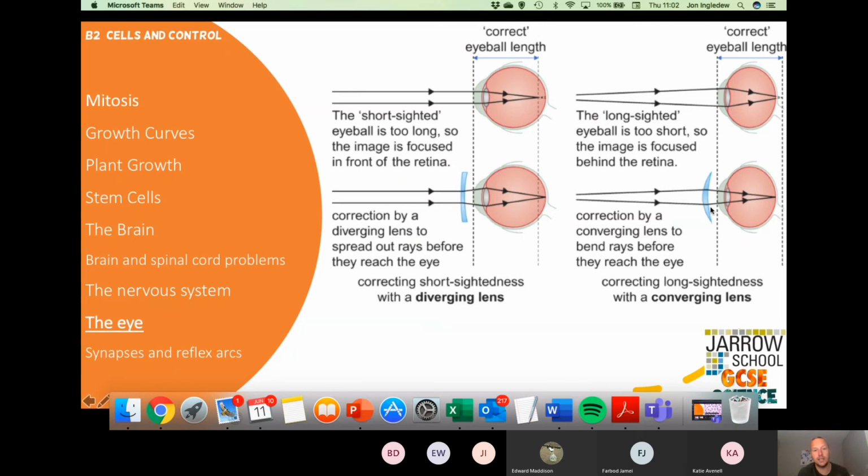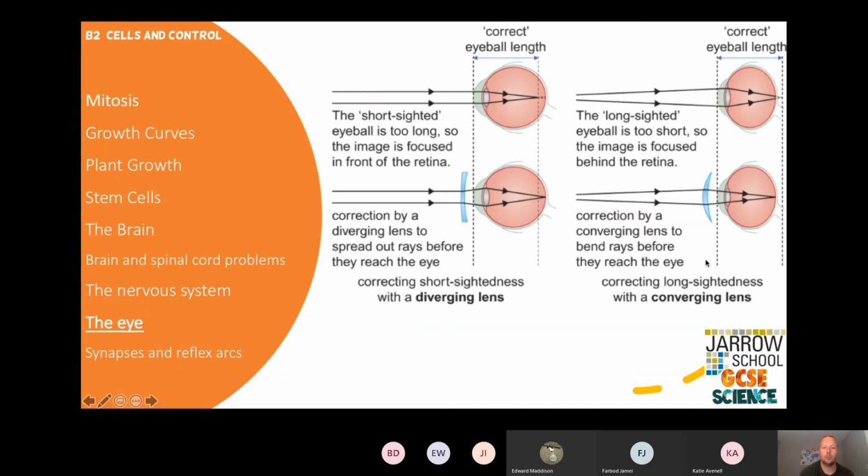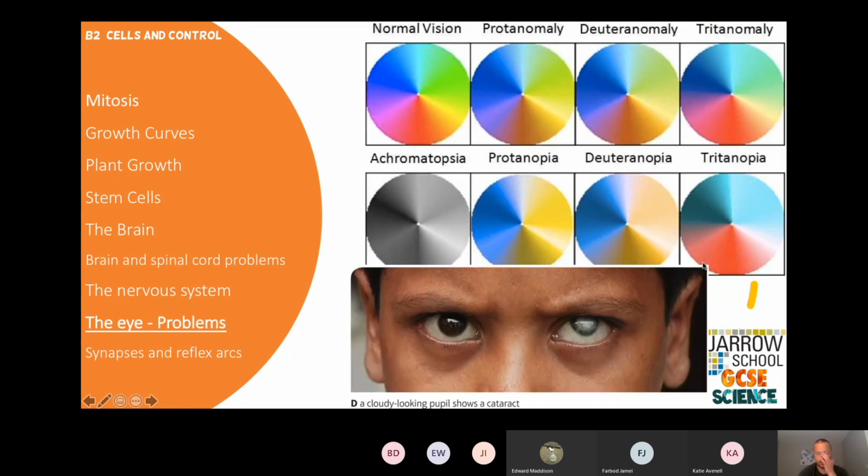So problem, short-sightedness. What's it caused by? Eyeball too long. How are you going to fix that? Divergent lens. Problem, long-sightedness. Caused by eyeball too short. A correction with a convergent lens. Again, so many keywords. Convergent lenses and divergent lenses, these come up in physics as well. Yeah, enjoy all these keywords. I think that is the toughest thing about biology. But yeah, the first problem is long-sightedness and short-sightedness.